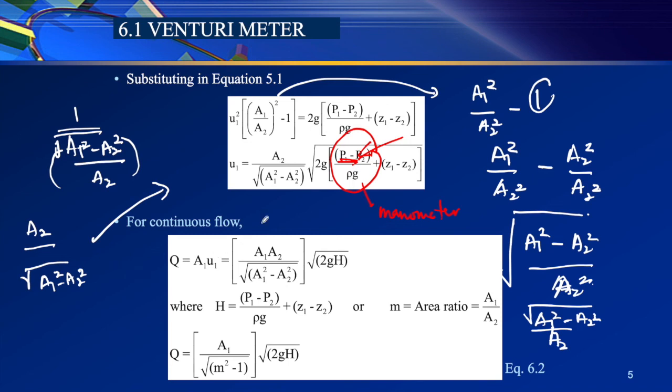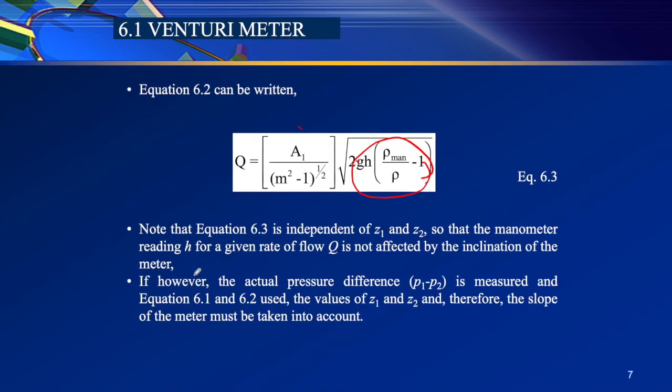Okay, now, by using this equation, you will get the theoretical value of the discharge. To get the actual value, you must multiply that Q value with CV. Okay, that is for the venturimeter.